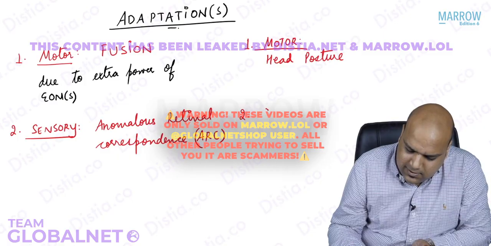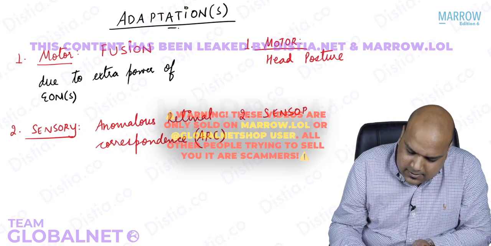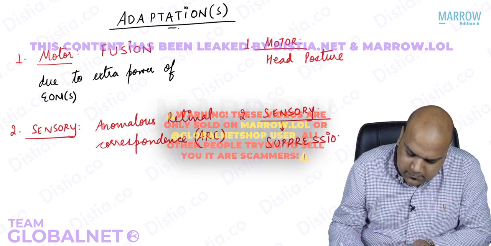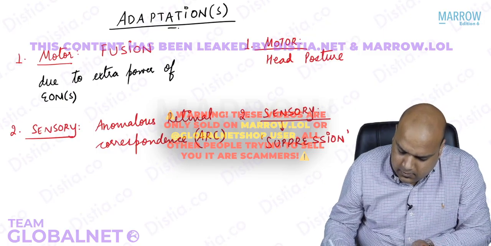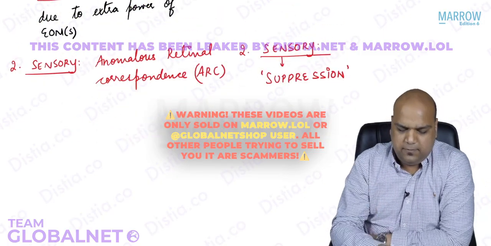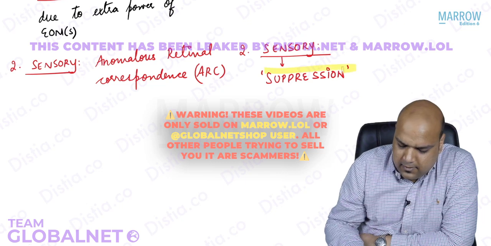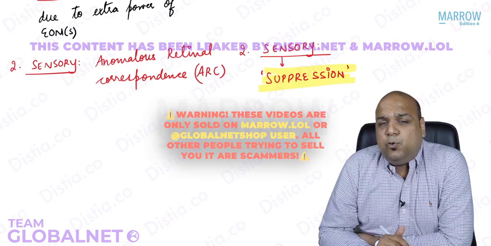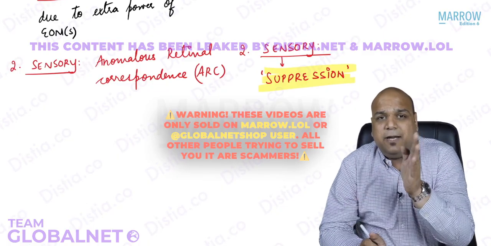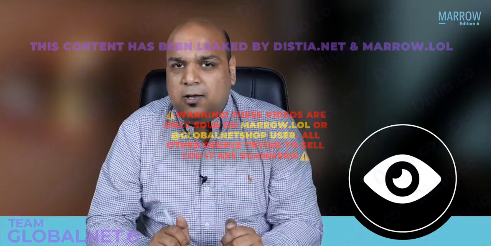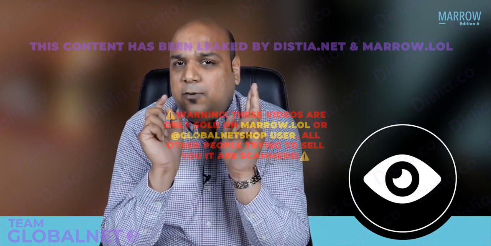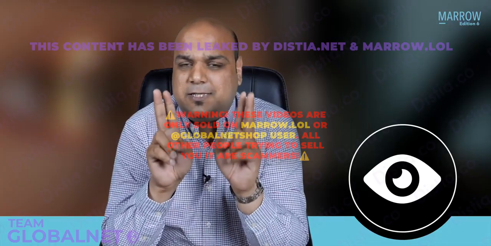Number 2, sensory adaptation. Sensory adaptation is known as suppression. Now, what is suppression? This is important, everybody. Let's try to understand this. We said confusion was that my brain was seeing two dissimilar images. It could not decide whether to see object 1 or object 2. So what does my brain decide? My brain says, I am used to seeing only one image. I can see only one object, one image. I can't see two dissimilar images.